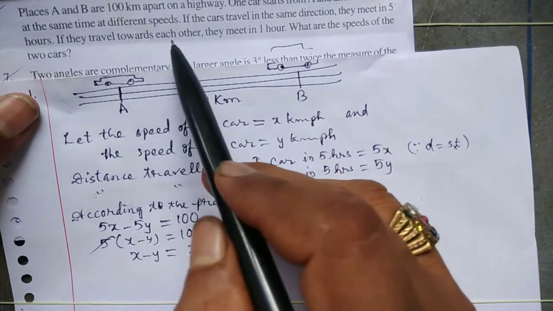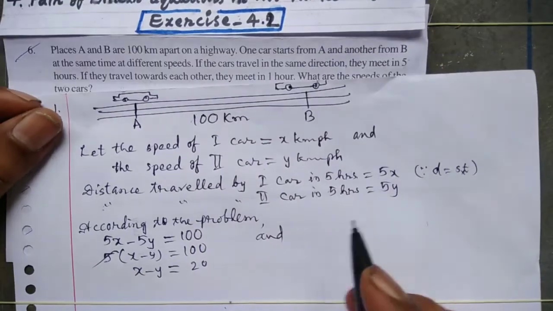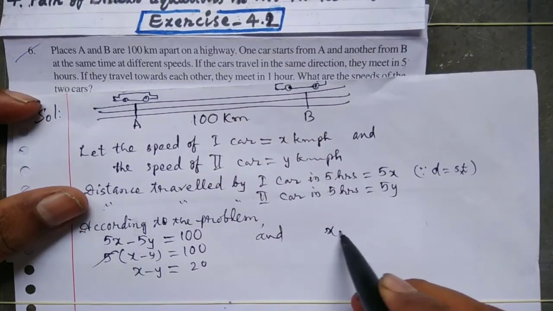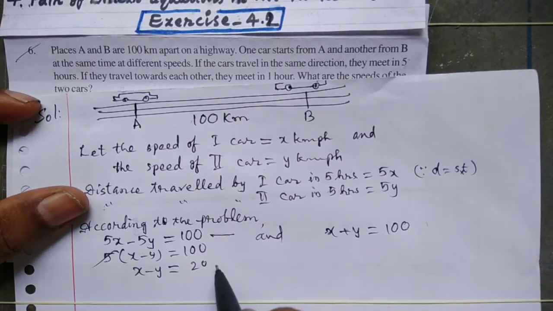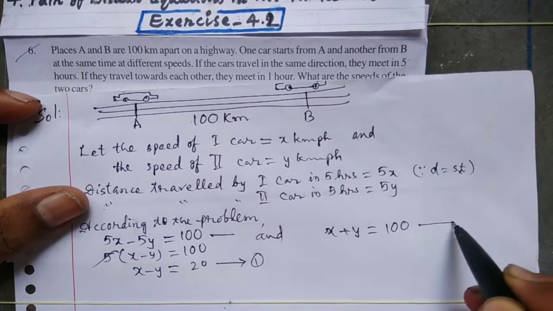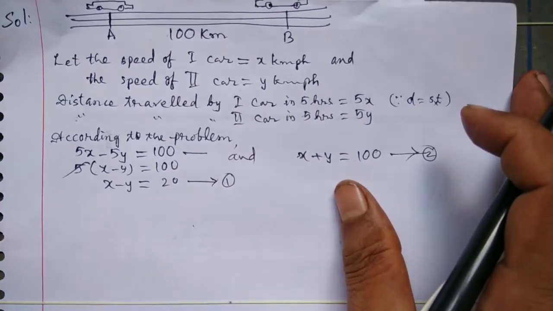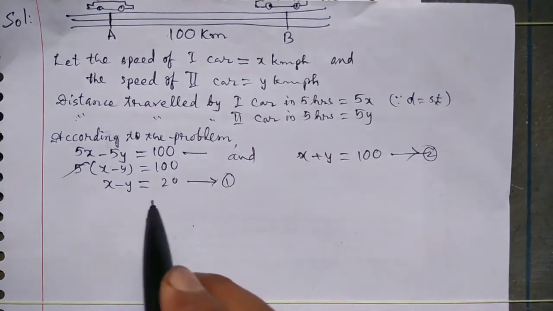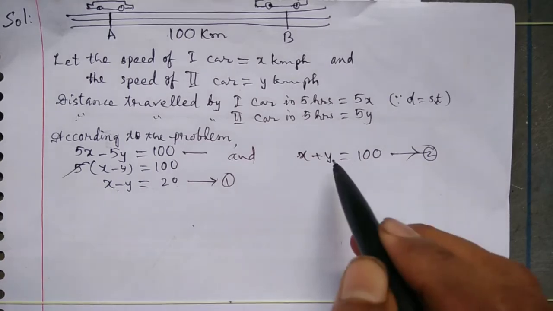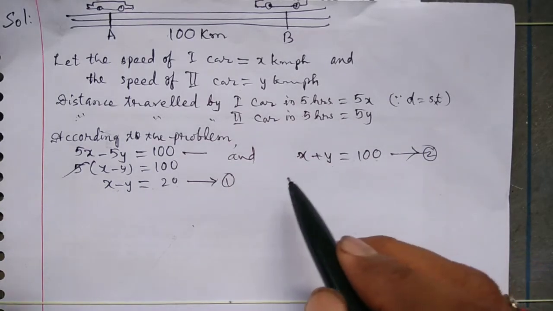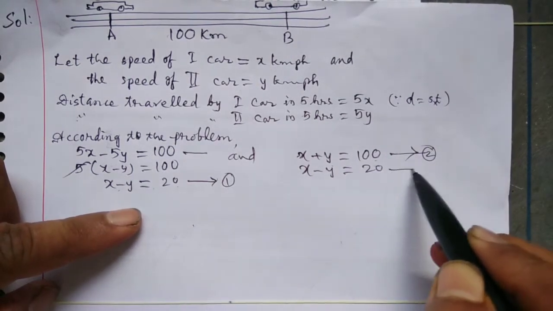If they travel towards each other, they meet in 1 hour. So x plus y is equal to 100. This is equation 1, this is equation 2. If we solve these two equations, we can get the speeds. x minus y is equal to 20, x plus y is equal to 100.